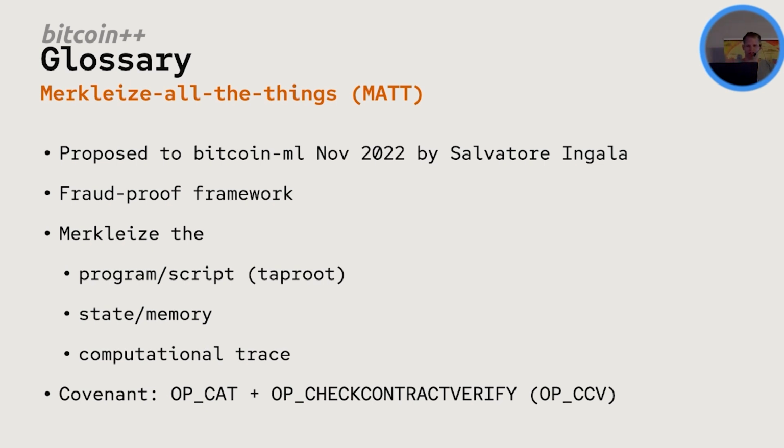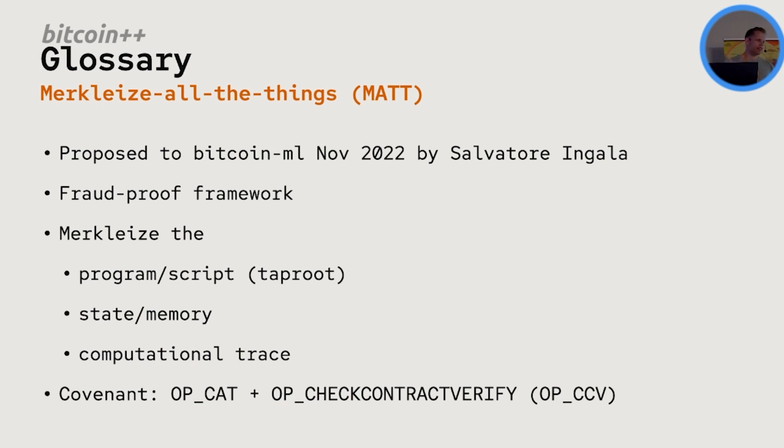So what's Merkleize All The Things, or MAT in short? It was a proposal by Salvatore made in 2022, I think. It's a fraud-proof framework, meaning that, as I mentioned, it's optimistic. You only put the real proofs on chain if you catch someone cheating. It's called Merkleize All The Things because we Merkleize the script, the program itself.